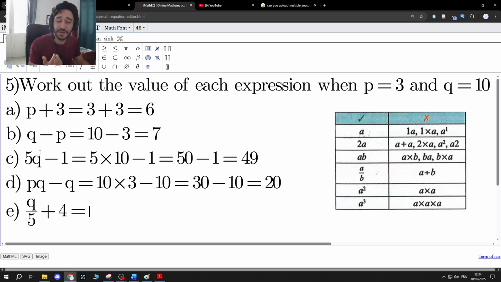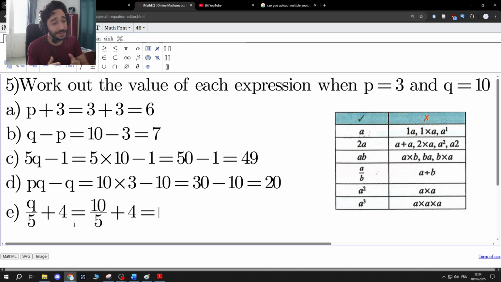Let's look at this one. Same thing. Do not be afraid of it. Just replace what's on top, which is Q for the time being, and make it a 10, because they told us that Q is 10. So 10 at the top, 5 at the bottom. Now, the fraction 10 over 5 is the same as saying 10 divided by 5. So 10 divided by 5 plus 4, of course, multiplication and division come before addition and subtraction. So 10 over 5, or 10 divided by 5 is 2, plus 4, that will give me a 6. So we have basically now worked out the value of each expression when p equals 3 and q equals 10. I hope this is understood.